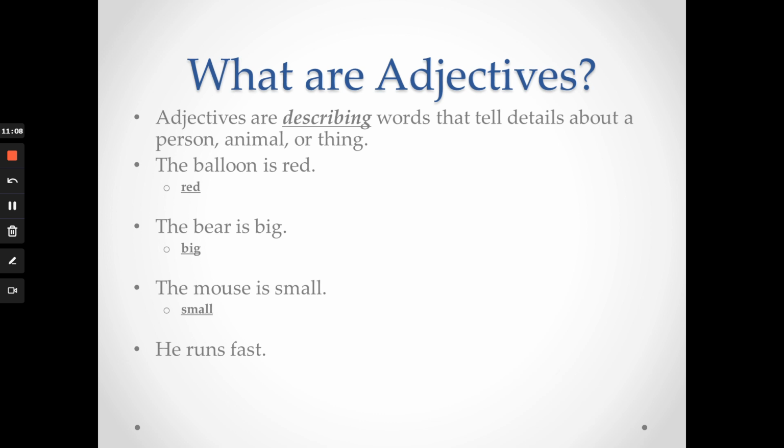Our last one, he runs fast. Now our describing word in this sentence is fast because it is telling us what kind of running he is doing in the sentence. So fast is our describing word.